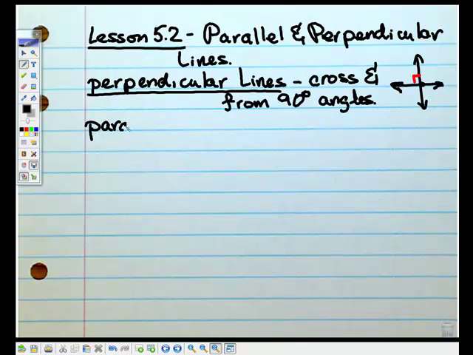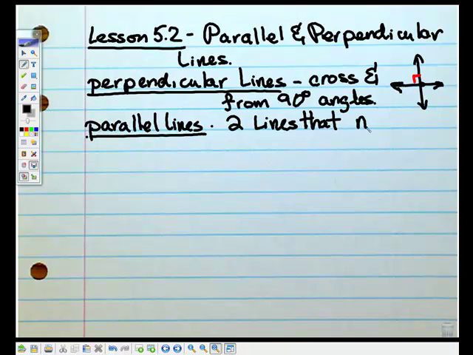Parallel lines are two lines that never cross. The fancy word for never crossing is that they never intersect. An example of parallel lines would be here and here. The other special thing about those lines is they have to lie in the same plane, or the same flat surface, to be parallel lines.